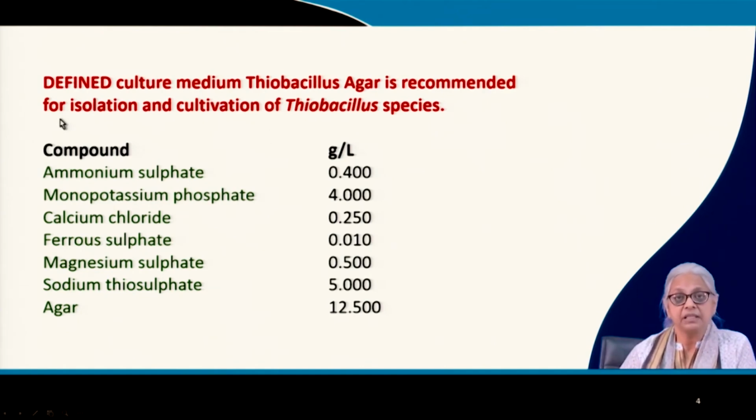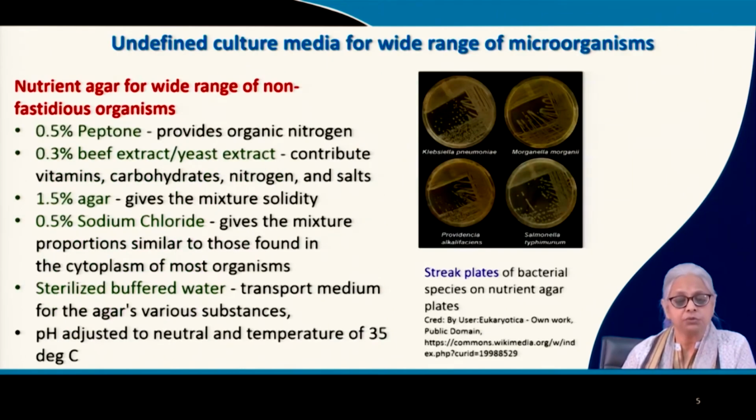So here you have a very simple culture media for cultivating Thiobacillus species. So defined culture media which can be grown on Thiobacillus agar, and you can see the salts: ammonium sulfate, monopotassium phosphate, calcium chloride, ferrous sulfate, magnesium sulfate, sodium thiosulfate, and agar, which is the solid basis on which the cultures, the colonies of the bacteria will be formed. So it's a well defined culture medium. And there are several examples. This is just one example.